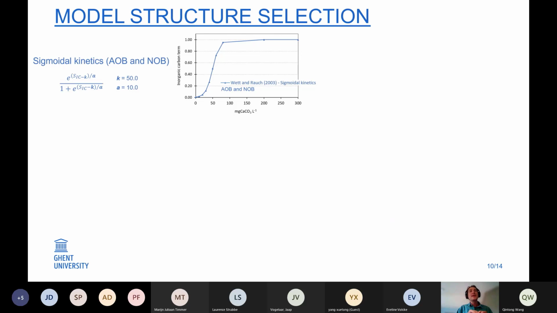Okay, but then look, it's the same kinetics for AOB and NOB. And when we apply this to our conditions, we saw an unrealistic nitrite buildup. We didn't have nitrite in our conditions.